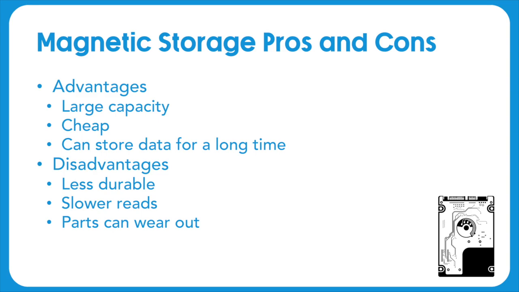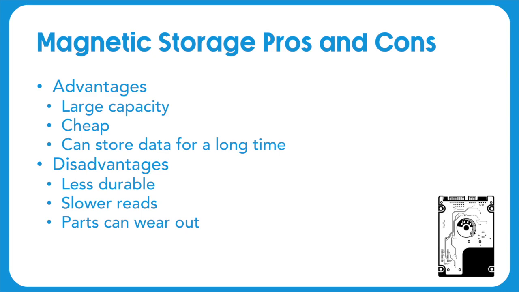However, magnetic storage is not as durable as optical storage and can be vulnerable to damage from magnetic fields, physical shocks, and environmental factors like temperature and humidity. Retrieving data from magnetic storage devices can also be slower compared to solid-state drives, especially for random access data. Magnetic devices also have moving parts, such as spinning disks in hard drives, which can wear out over time and lead to data loss.